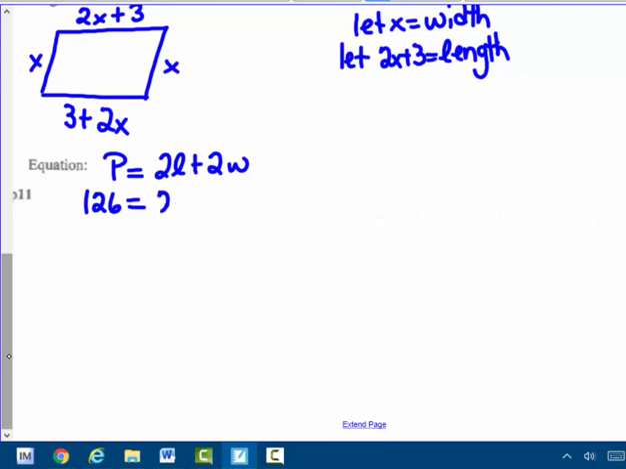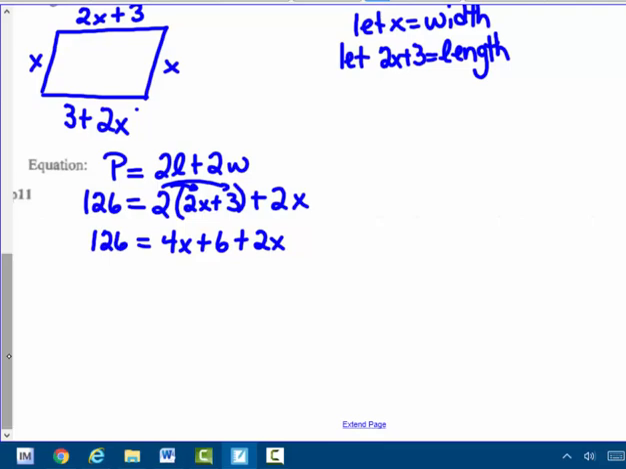2 lengths, the length is 2x plus 3. I'm looking at my picture right here. Plus my widths is 2 x's. So I'm going to distribute, and I get 4x plus 6. 2 times 3 is 6, plus 2 more x's. Is that 126? I could have just gone to my picture and said, okay, 2x plus 2x is 4x, plus 1 more x, plus 1 more x gives me, yep, 6x, because that's my like terms here. Plus 3 is 6. And I could have started, after writing the formula, I could have gone right to this.